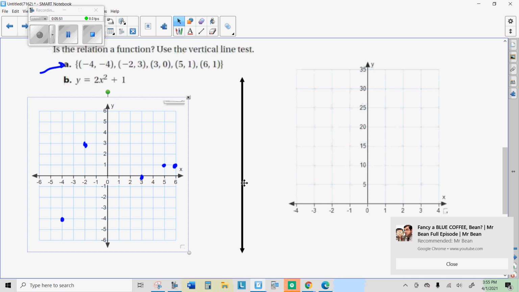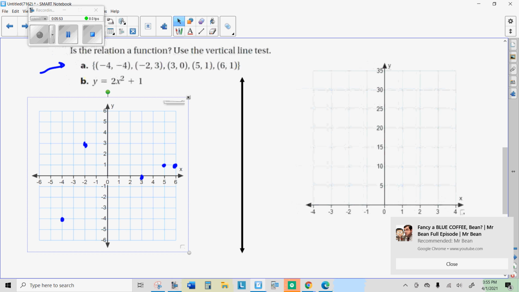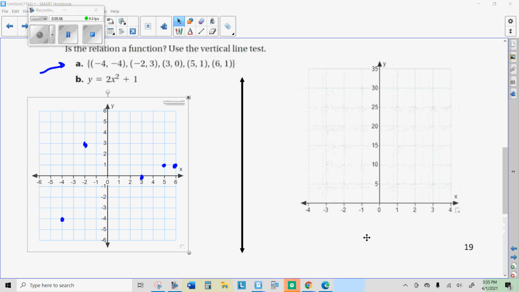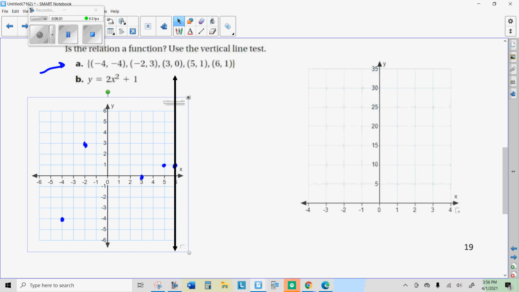All right, so if I take this vertical line here and I pass it over this graph where these points are, here's the input of 6, there's one output, 1. Here's an input of 5, there's one output, 1. Here's an input of 3, there's only one dot there. Here's an input of -2, there's only one dot there. Here's an input of -4, there's only one dot there. That means there's only one output for each of these inputs, which means this is a function.